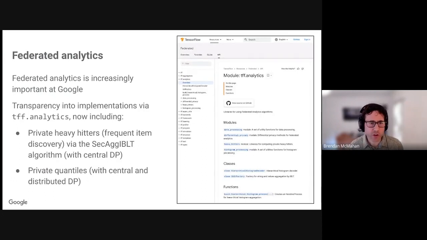Federated Analytics is also increasingly important at Google. I don't have time to dive into a lot of the details here, but one public highlight I wanted to mention, again in the spirit of transparency and verifiability, is that some of the most useful federated analytics algorithms are now available in open source in TFF analytics. That includes private heavy hitters, that is frequent item discovery algorithms, based on secure aggregation and IBLTs, and that comes with central differential privacy, and algorithms for private quantiles that can be used with either central or distributed differential privacy.